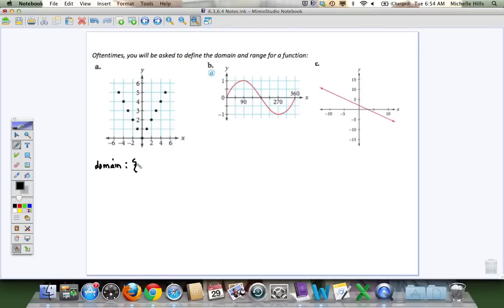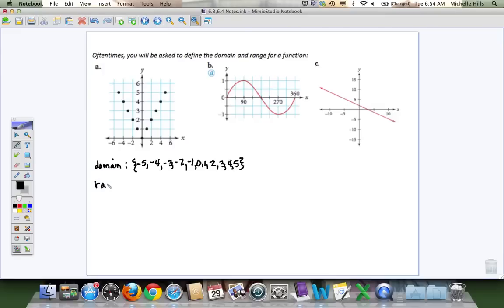Well, in this case, it's the set of all of the x values. And these are distinct points. It's not like all connected together in this curve or all connected together in this line. So it would be negative 5, negative 4, negative 3, negative 2, negative 1, 0, 1, 2, 3, 4, 5, as I look through those. 1, 2, 3, 4, 5.